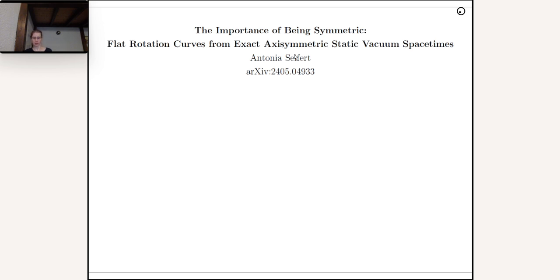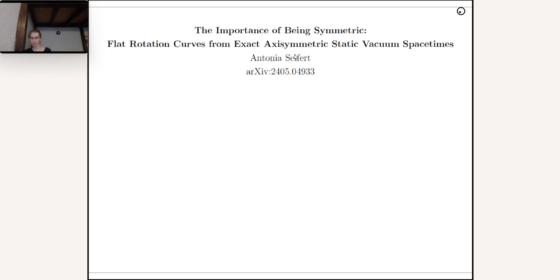This talk is based on the paper called The Importance of Being Symmetric: Flat Rotation Curves from Axisymmetric Static Vacuum Spacetimes, which can be found on the arXiv. Let's start right away with what we know best about exact axisymmetric static vacuum spacetimes.